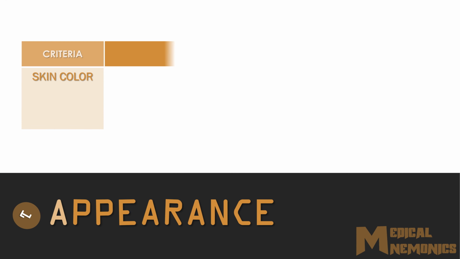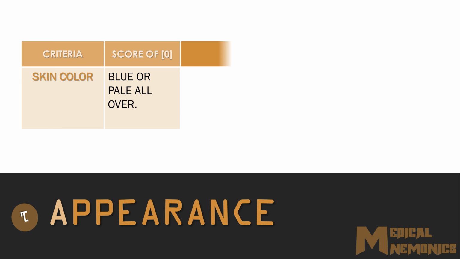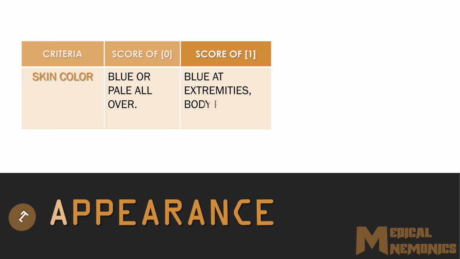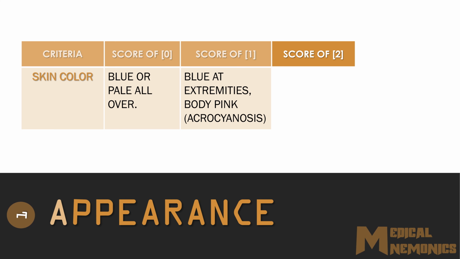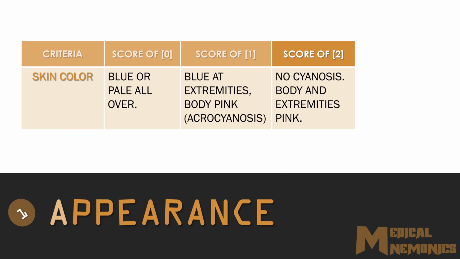First is appearance, which is judged by the skin color. A score of 0 is given when the skin is blue or pale all over. A score of 1 is given when the skin is blue at the extremities and pink at the body, aka acrocyanosis. A score of 2 is given when there is no cyanosis and the body and extremities are pink. And that makes the appearance component of the APGAR score.